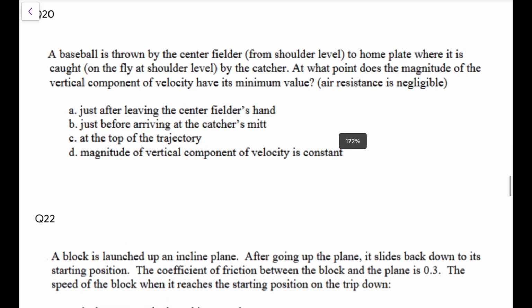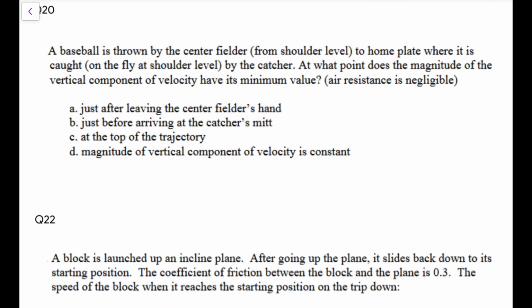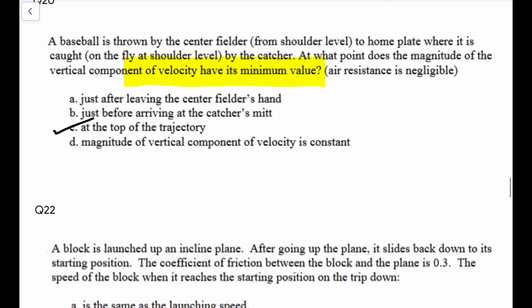Next. A baseball is thrown by the center fielder from shoulder level to home plate, where it is caught by the catcher. At what point is the magnitude of the vertical component of velocity at a minimum? You know the vertical velocity is minimum at the highest point. That's a very easy thing. So it is at the top of the trajectory. At the top of the trajectory, the vertical component of the velocity becomes 0.